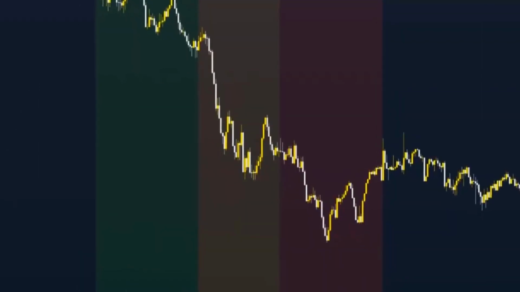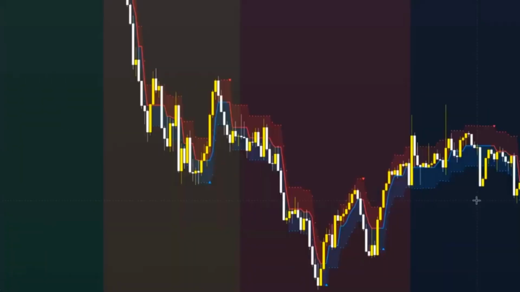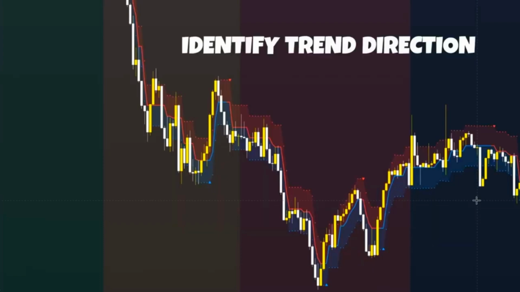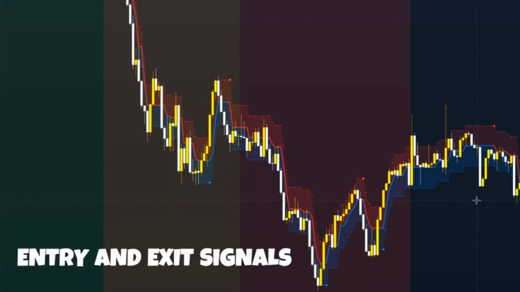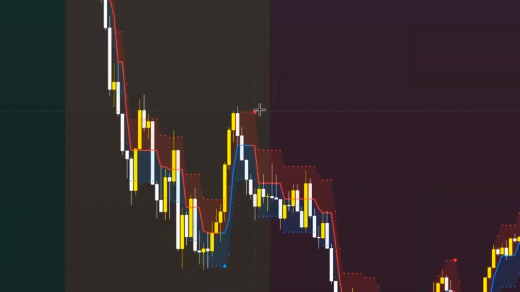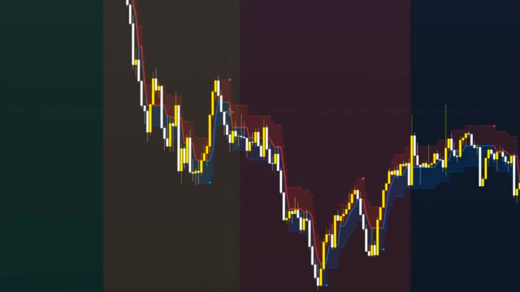So go to indicators, type in half trend and it's half trend by Everget. The half trend indicator is a powerful tool. It can help you identify trend direction on price and also provides entry and exit signals. It's super easy to use. When there's a little red triangle right here, it means to sell, and when there's a blue triangle it means to buy. But we won't be using it like that and I'm going to show you why in a minute.